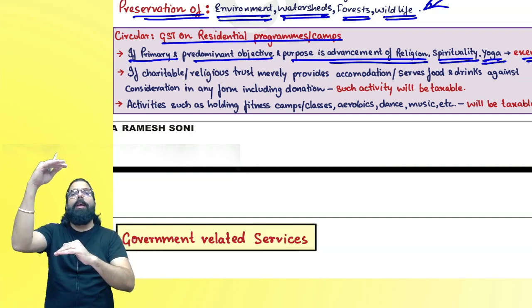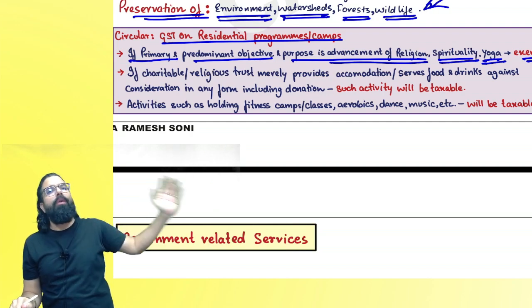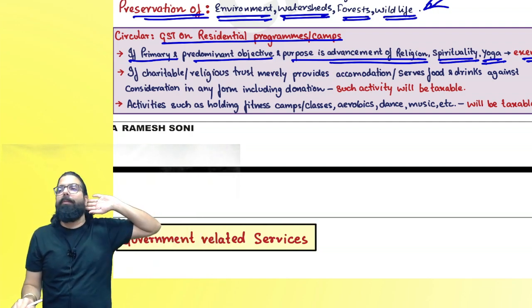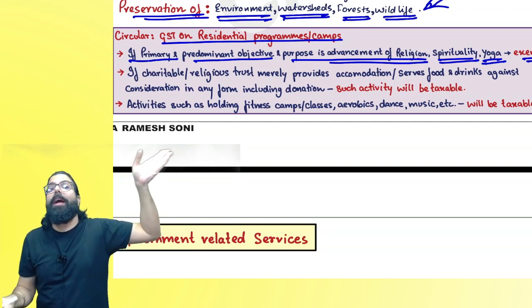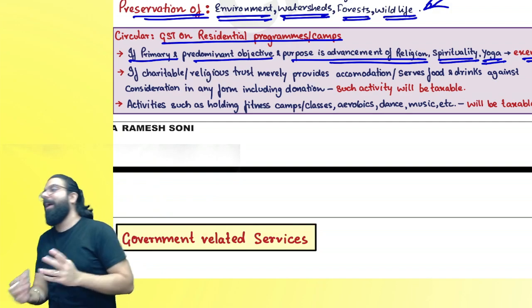Means sir, you went to stay in a place. Supposedly you went to Sri Sri Ravi Shankar Ji's ashram and they told you food and accommodation will be given along with spirituality classes. Now here, advancement of spirituality is happening, which is exempt. So all the additional supplies also will be exempt.